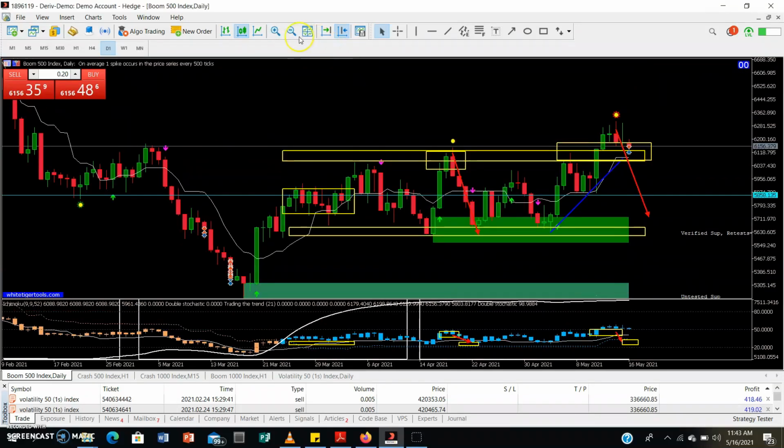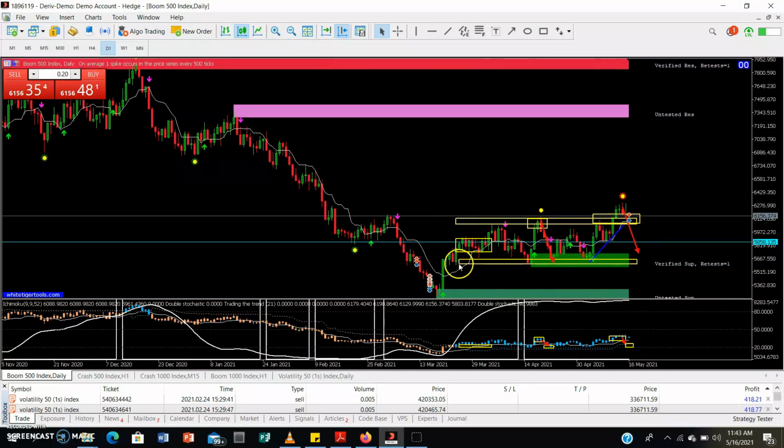As you can see, boom 500 has been consolidating within this region, right? Price has been pushing up, hitting this resistance zone, coming back down quite a number of times, repeating that scenario. What that shows us is we are having indecision in the market, and that most likely the previous trend is to be followed. Why? Because the buyers are not strong enough to reject it.